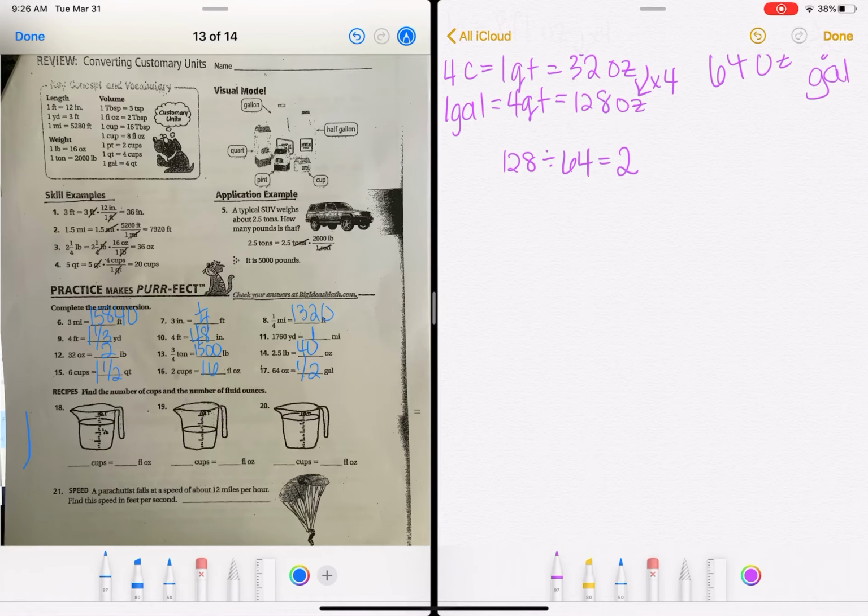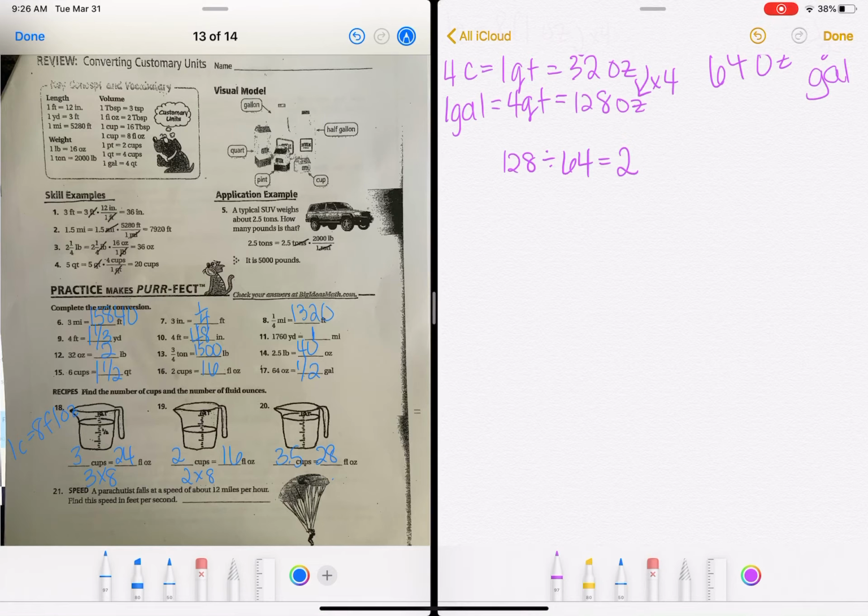All right, number 18, we want to look at the measuring cups. We know that 4 cups equals 1 quart. So in number 18, it is filled up to 3 cups. In 1 cup, there is 8 fluid ounces. So 3 times 8 equals 24 fluid ounces. Number 19, it is showing 2 cups. So 2 times 8 equals 16 fluid ounces. In number 20, that is 3.5 cups. So 3.5 times 8 equals 28.